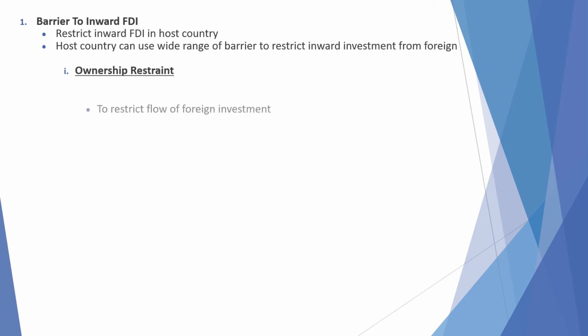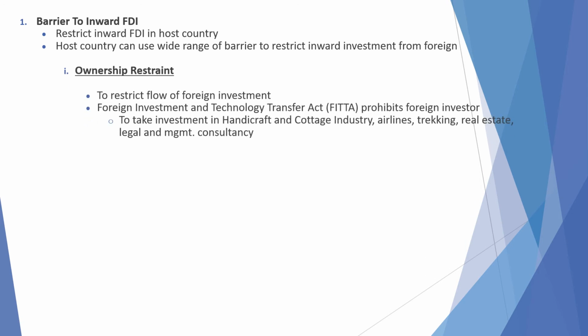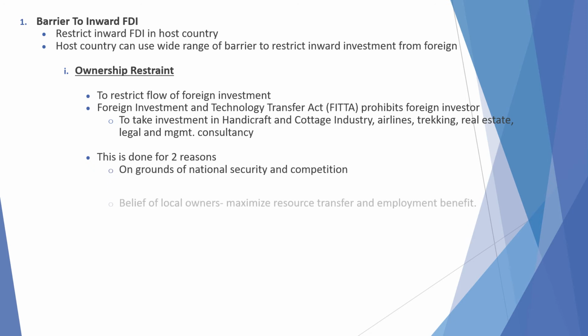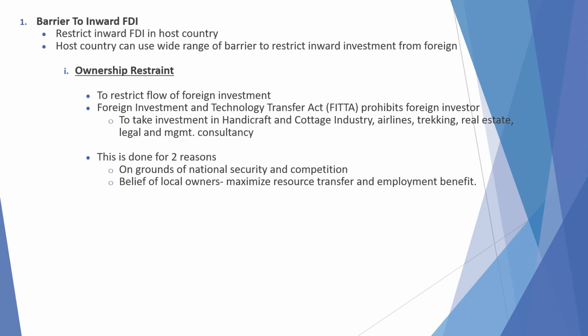There is ownership restraint to restrict the flow of foreign investment. The Foreign Investment and Technology Transfer Act (FITTA) prohibits foreign investors from investing in the handicraft and cottage industry, airlines, trucking, real estate, and legal and management consultancy. It is done for two reasons: on the ground of national security and competition, and the belief of local owners to maximize resource transfer and employment benefit.